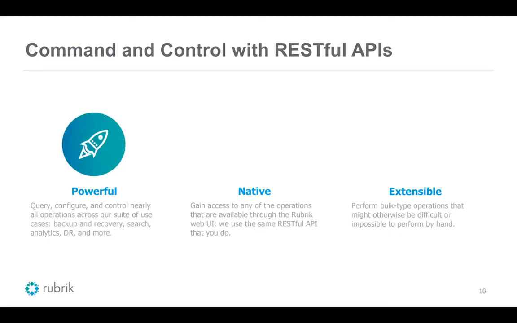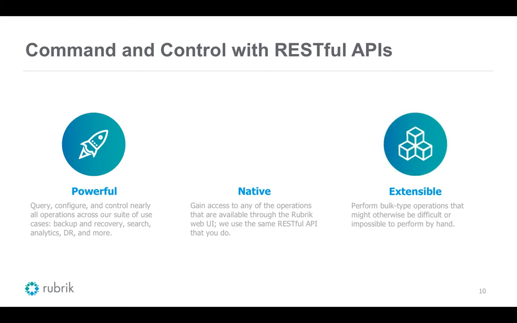So Rubrik APIs are powerful in that the backup, recovery, and more can be queried, configured, and controlled. Think of all the use cases you can come up with. This idea of repetitious tasks, why, right? Eliminate doing any kind of bulk operation by hand.